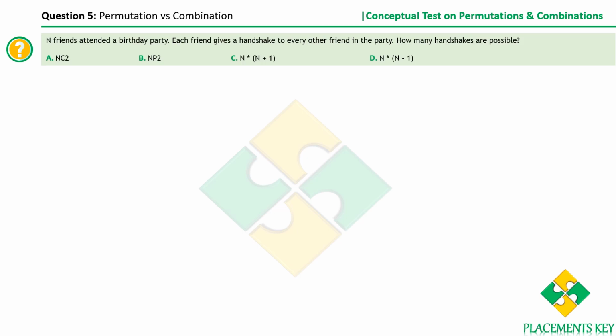So with that, we finished the concept of fundamental principle of counting. Now let's get into the next concept, which is how to identify whether it's a permutation based question or a combination based question. So basically, what is a permutation, or when do we use permutation?